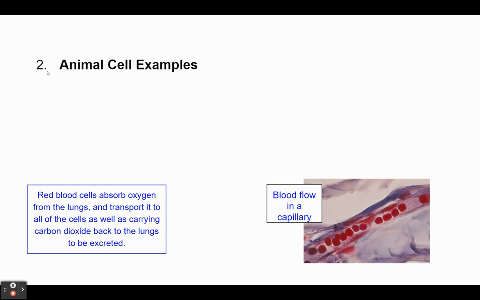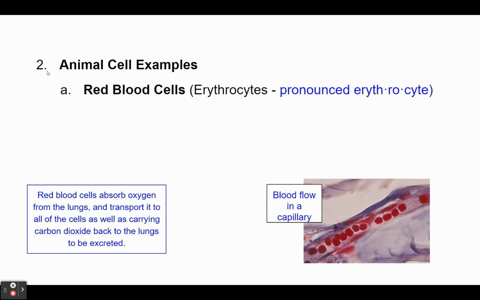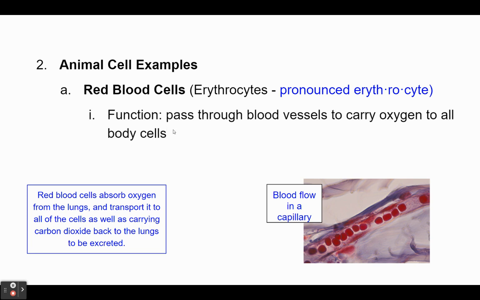Section 2 in specialized cell examples are the animal cell examples. Our first animal cell example is a red blood cell. These are also called erythrocytes. And the function of a red blood cell or erythrocyte is to pass through blood vessels to carry oxygen to all body cells.